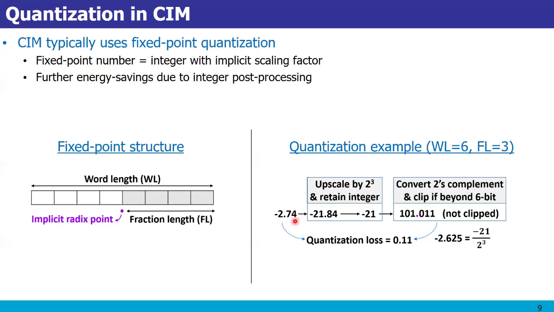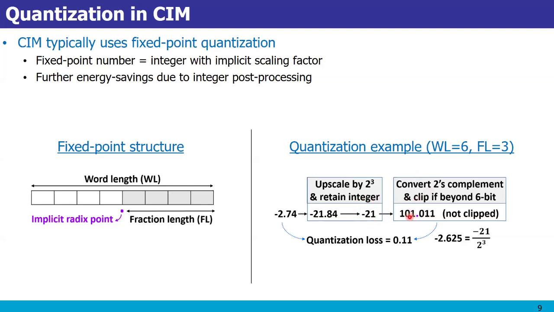So if I were to illustrate with an example, consider a number like minus 2.74, and I want to convert it into a fixed point number with a word length of 6 and a fraction length of 3. The first step is to scale it up by 2 to the power of your fraction length. You'll get 21 point something. You discard this fraction and just retain the integer. At step 2, based on your word length, which is 6 bits, you have to clip it if it doesn't fit into the range of a 6-bit 2's complement number. That's it. The two easy steps give you the final output.